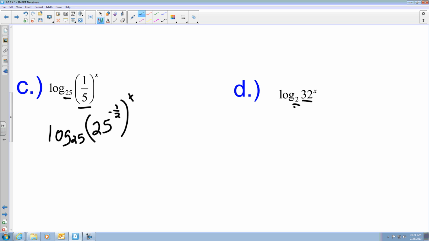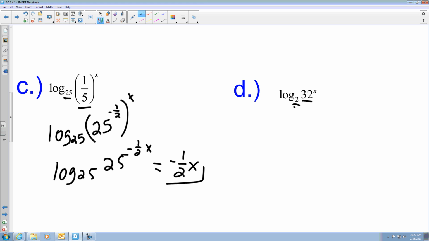But now I can use the power of power rule to say log base 25 of 25 to the -1/2 x power here, and if I simplify this, my answer will come out to be -1/2 x. So that's my simplified expression.